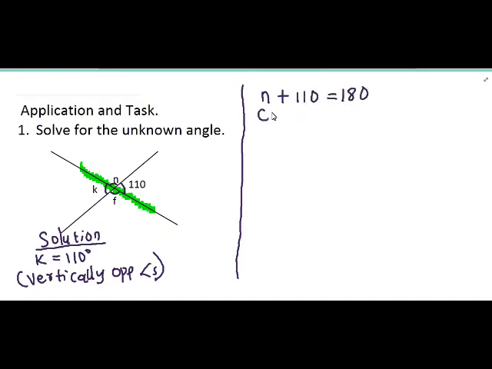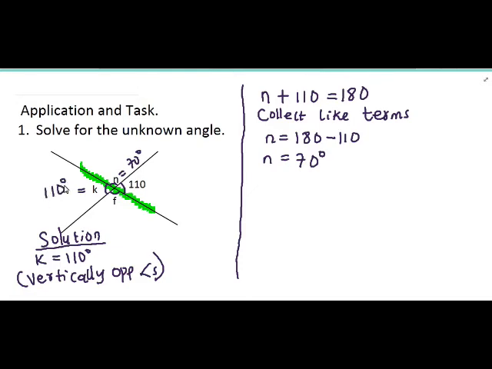We apply our basic algebra skills, which is collecting like terms. Once we do that, we have that N is equal to 180 minus 110, and N gives us 70 degrees. Now we know N as 70 degrees, and we know that K is also equal to 110 degrees. How can we find F? Now remember, N is also equal to F.